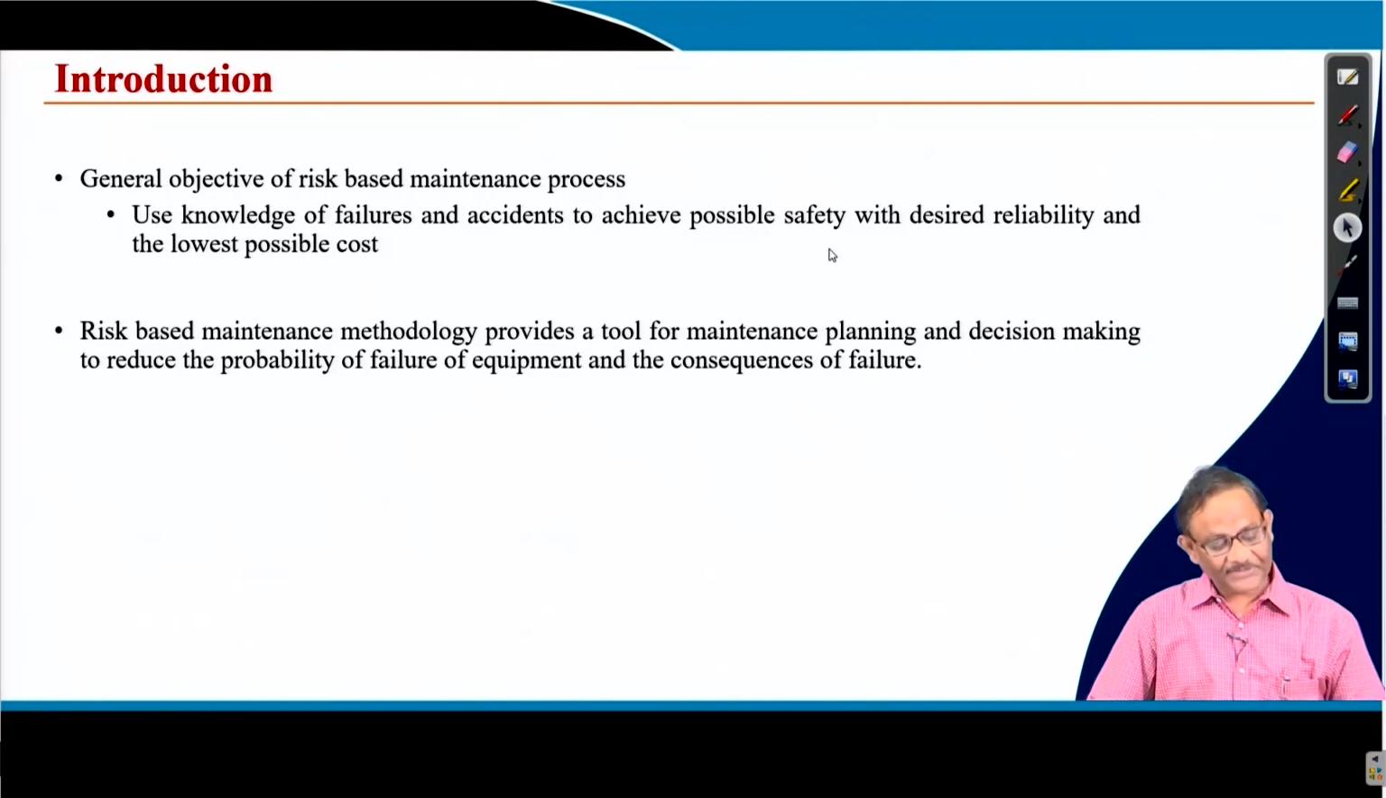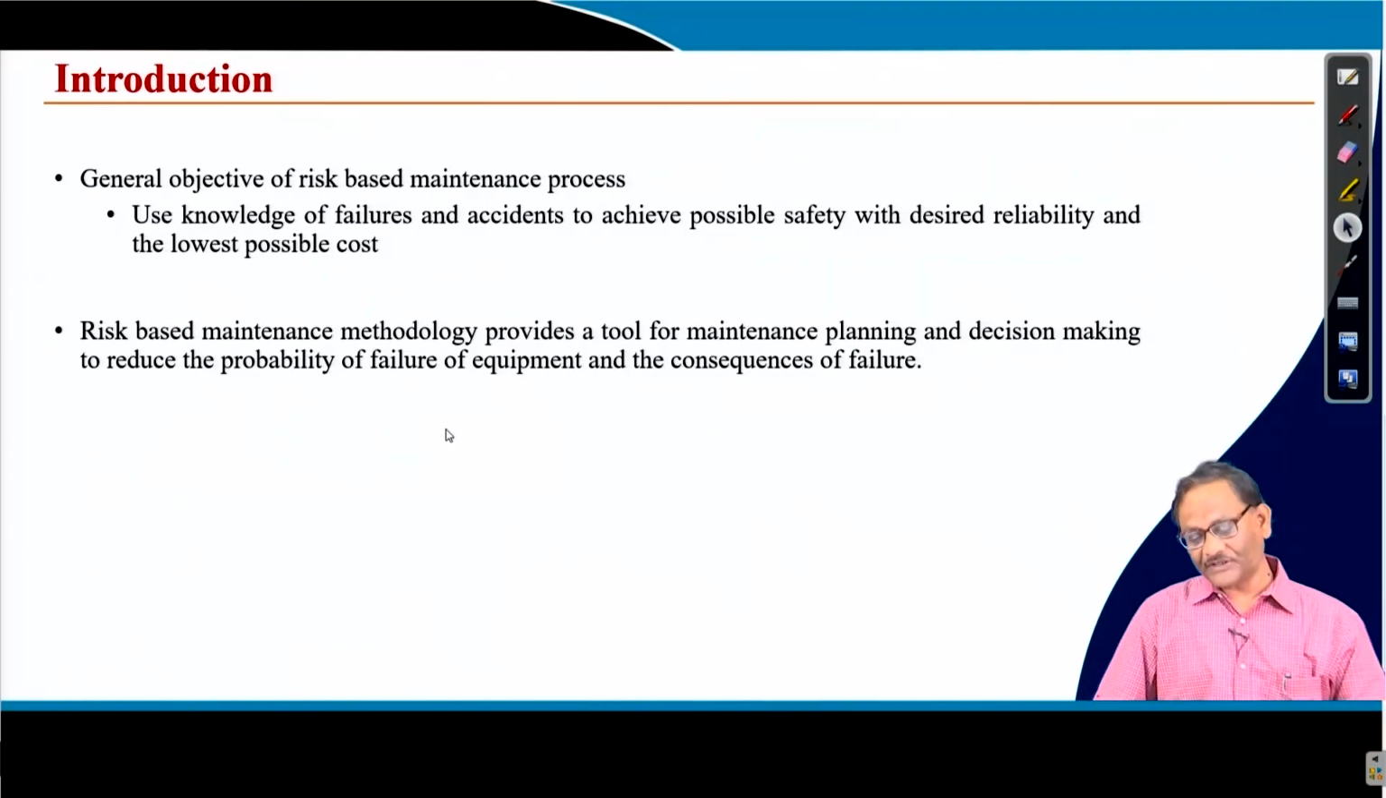When you say risk-based maintenance, essentially you are also considering the reliability part of it, because risk has two components, one is failure and the other is its consequence, whereas reliability considers only the failure. So risk-based maintenance is a bigger set than reliability centered maintenance.